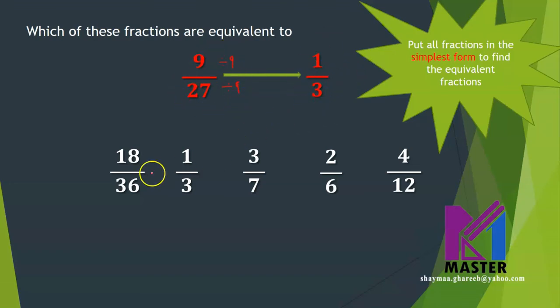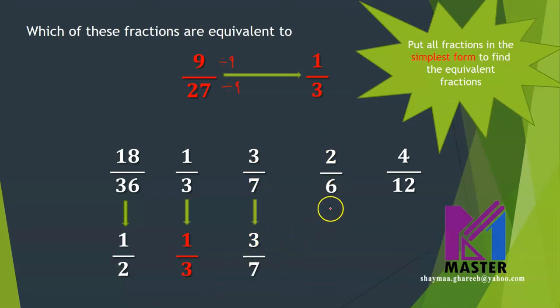Now I want to identify which of these fractions is equal to 1 over 3. I will go to the first fraction here and I will try to put it in the simplest form. So now 18 over 36, its simplest form is 1 over 2. And this one, it's already in the simplest form, so it will be as it is, 1 over 3. 3 over 7, can I divide up and down by the same number? No, it's already in its simplest form, so it will stay as it is.